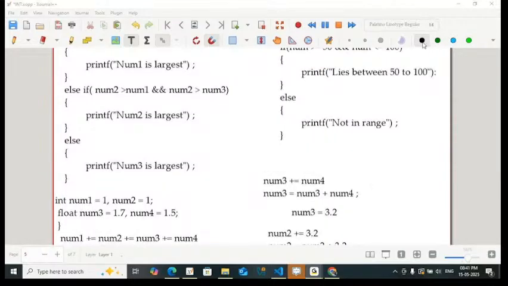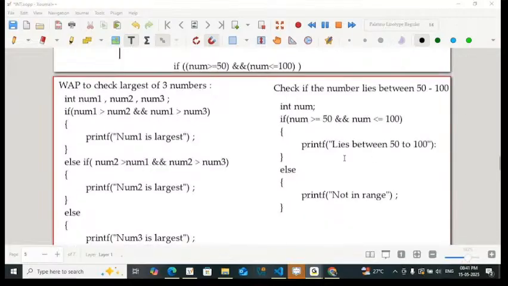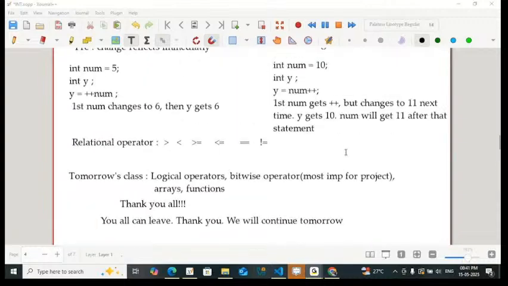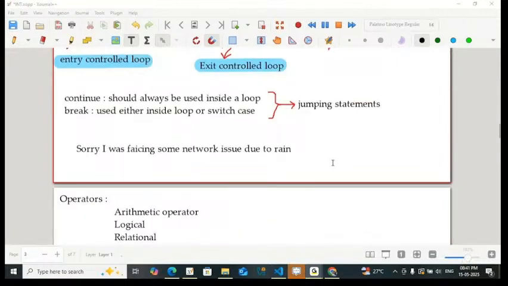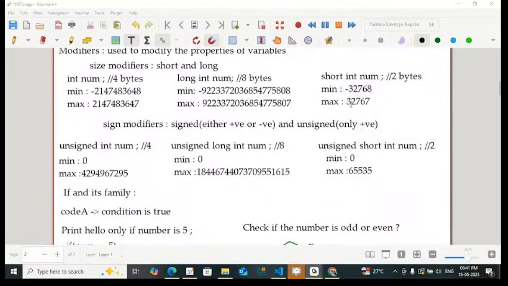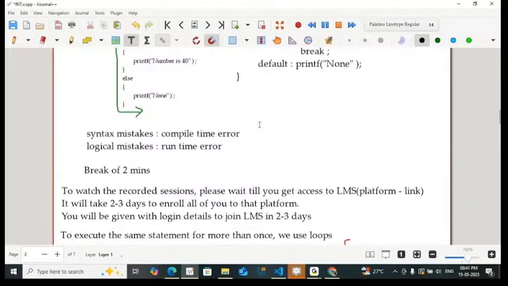Shant is asking, will it work for else if too? No. For else if, you are going to make use of ternary only. It is a nested ternary. It is quite complicated, not necessary to be known now. Okay. This is the minimum of a short integer, maximum of a short integer.